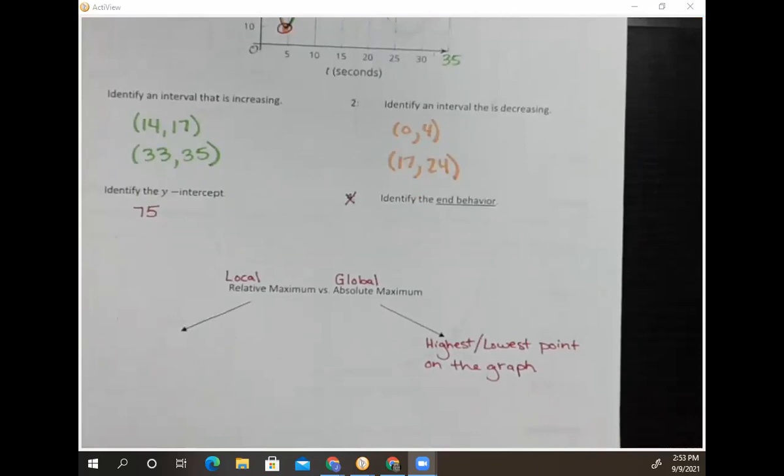What about local? What about a local minimum or maximum? Highest or lowest point within a certain section? Yeah, it's a high point or a low point for the area, but not the highest or lowest for the entire graph.